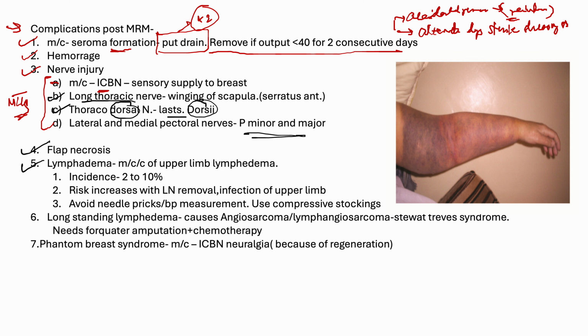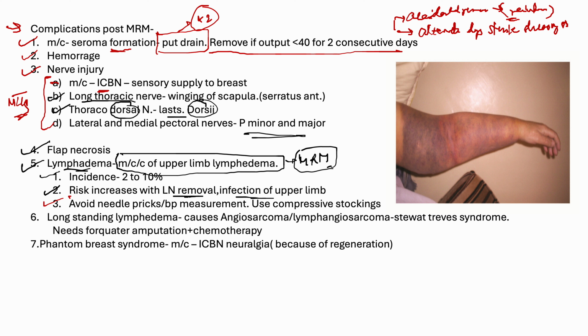There can be lymphedema. Lymphedema means the patient presents with swelling of that side of the limb, upper limb mostly, where there has been axillary lymph node dissection. Okay, and a very important thing is that the most common cause of upper limb lymphedema is MRM. Incidence is 2 to 10% in post-MRM cases, and there is increased risk if there are lymph node removal or infection of the upper limb.